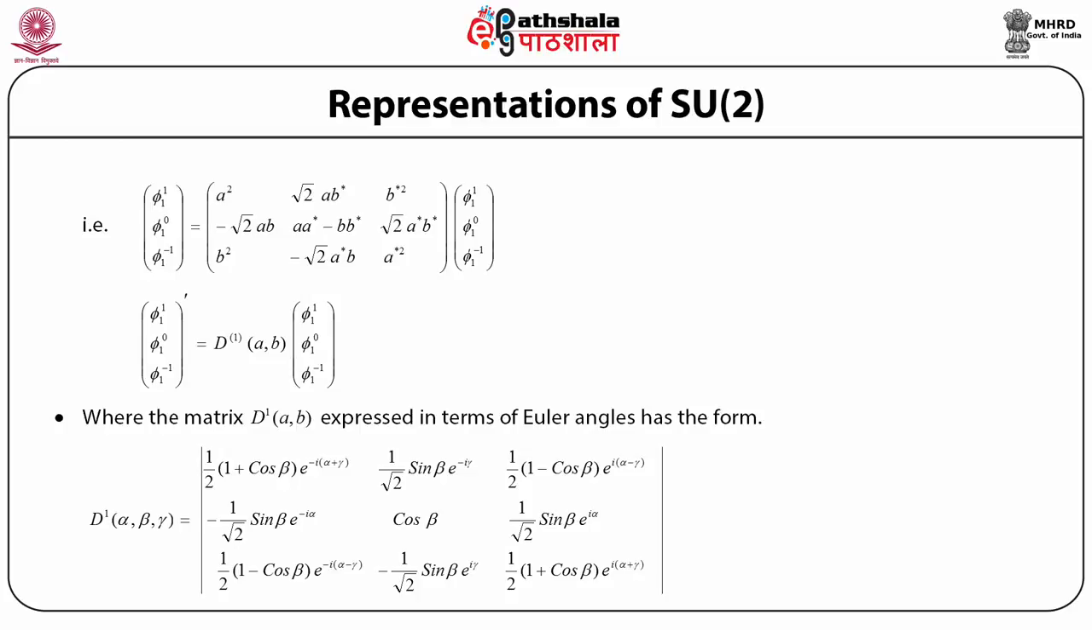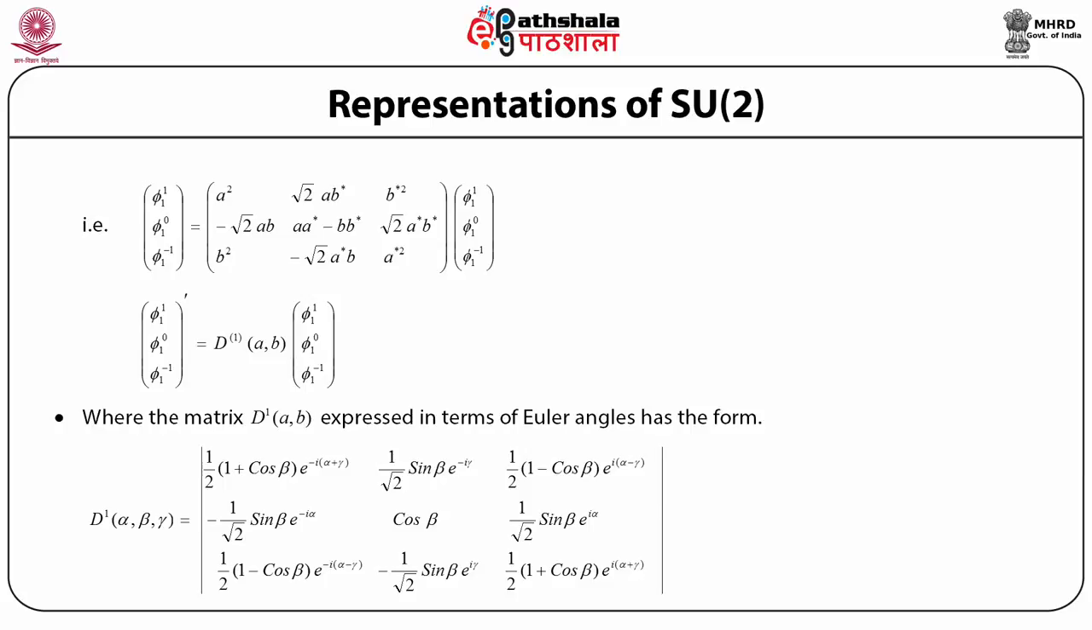Just to emphasize, remember that we have a representation of 2 by 2 unitary matrices in two forms. One in the form of the complex numbers A and B with the condition that the sum of the squares, mod A square plus mod B square, is equal to 1. And then in the form of the parameters alpha, beta and theta. So one can relate these parameters A, A star, B, B star with the parameters theta, alpha and beta.